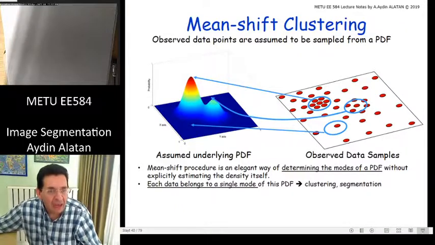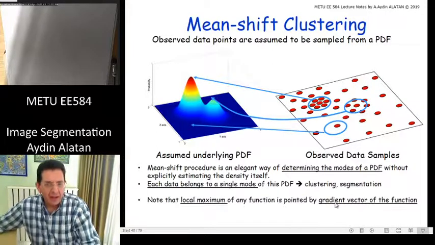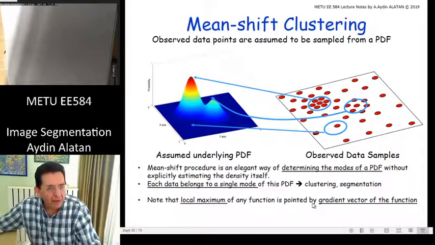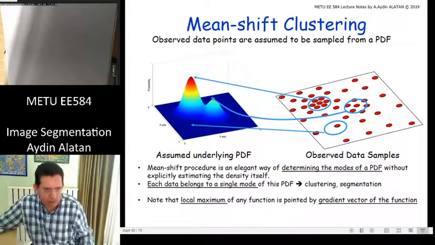This is the clustering concept. This is the segmentation concept. We are trying to obtain the probabilistic source, which is generating this part, which is generating that part. Now, one little thing to note here. For any function, the local maximum is pointed to by the gradient vector. What do I mean by that?